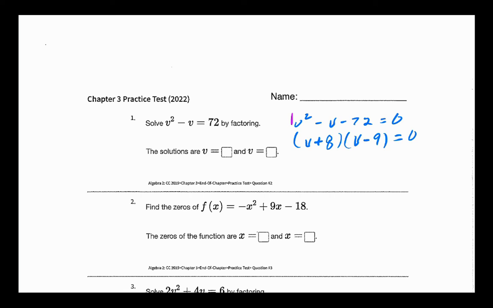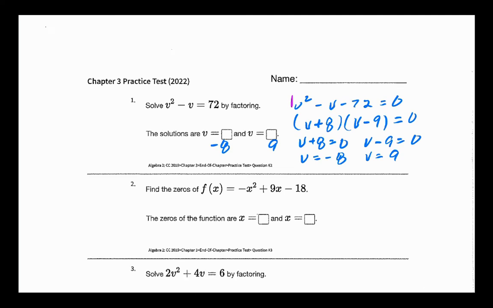Now remember, those are not our answers. Our answers are when we set those equal to 0. So I'll have v plus 8 is equal to 0, and v minus 9 is equal to 0. Again, that's by the zero product property. So if I solve the first one, I'll get that v is equal to negative 8. And then the second one, v is equal to positive 9. So those two are your answers.